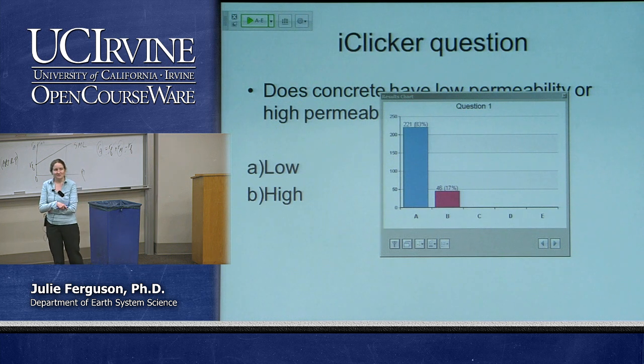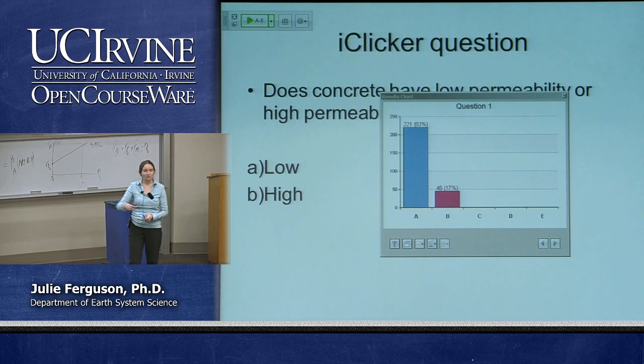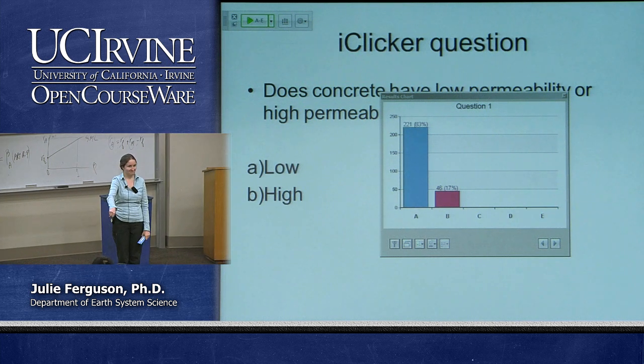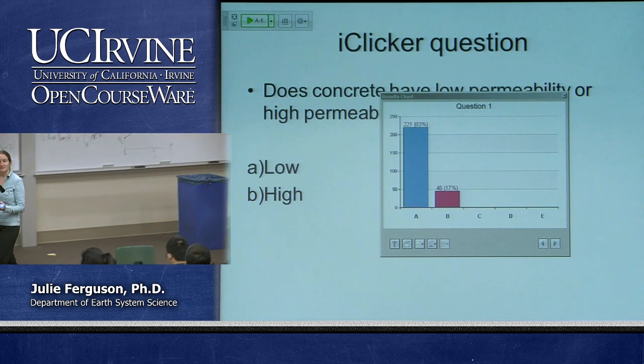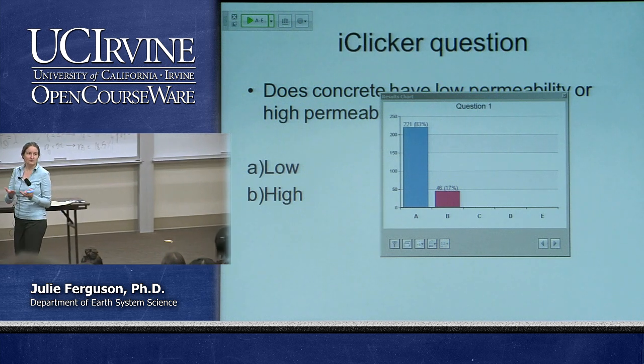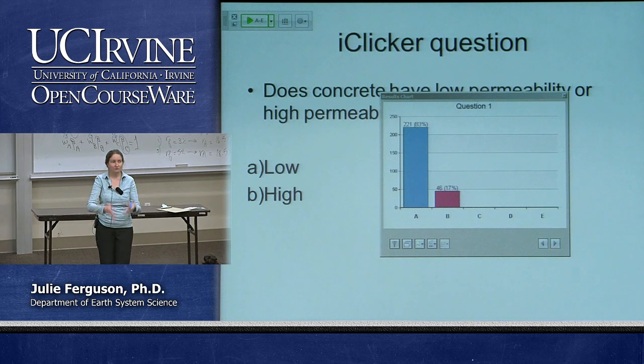So 83% of us agree, low permeability. That's right, because what happens if we pour water onto concrete? Does it soak through it? Hopefully not, right? It's what our buildings are made of. We don't really want it to be particularly permeable. So that's right, we have low permeability for concrete because as we pour that water on, it flows off. It doesn't flow in through that concrete.